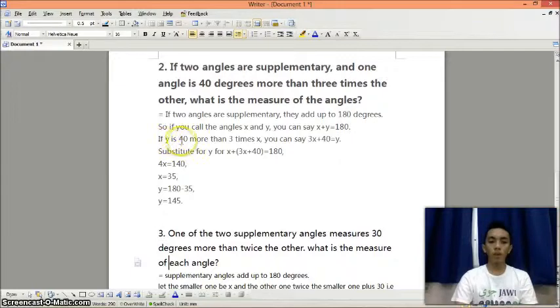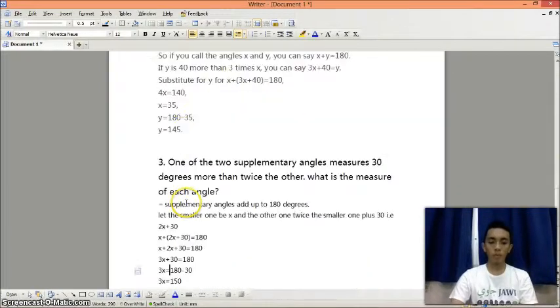So if y is 40 more than 3 times x, we can say 3x plus 40 equals y. So we put that in a math equation: x plus open bracket 3x plus 40 close bracket equals 180. We find the value of x and we get x equals 35. When we want to find y, we just do 180 minus 35, and we get the value of y, that is 145.